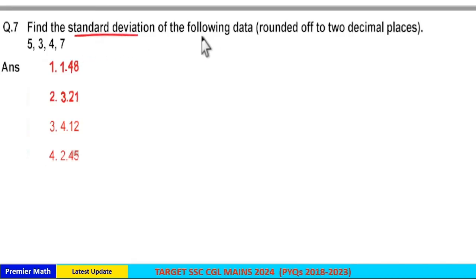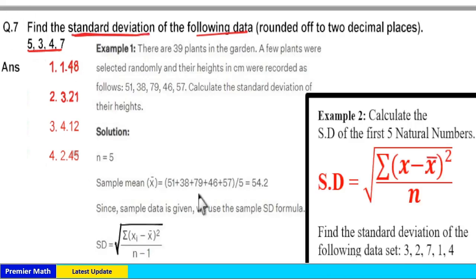Find the standard deviation of the following data: 5, 3, 4, 7. Before going to calculation, you should understand there are two formulas for standard deviation. There is only one difference between these two formulas. In the first case, you should use n in the denominator, and in the second case, you should use n minus 1 in the denominator.